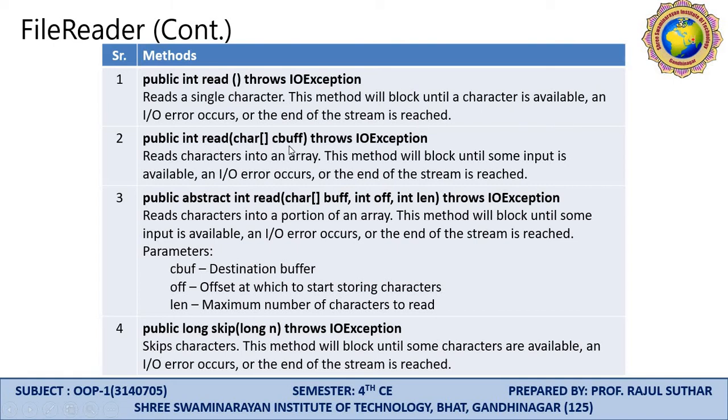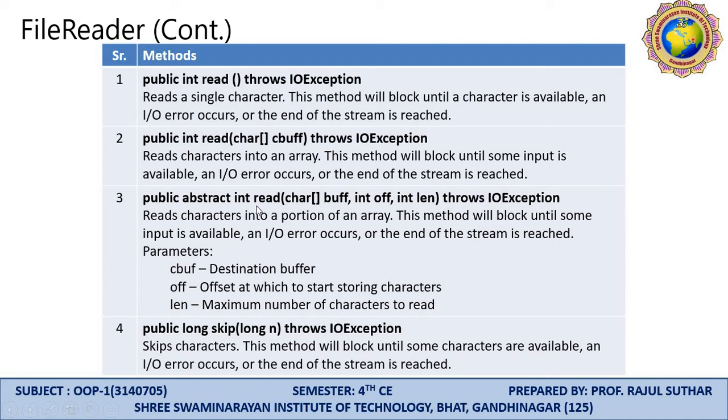Public int read(char[] cbuf) throws IOException. It reads characters into the array. This method will block until some input is available, an I/O error occurs, or the end of the stream is reached.